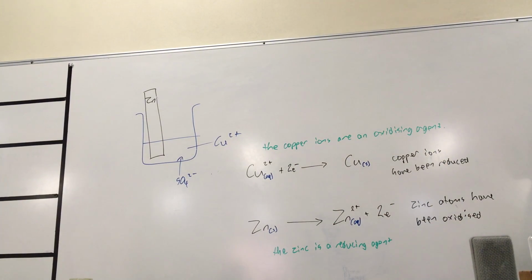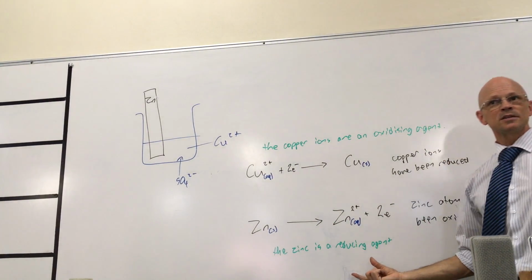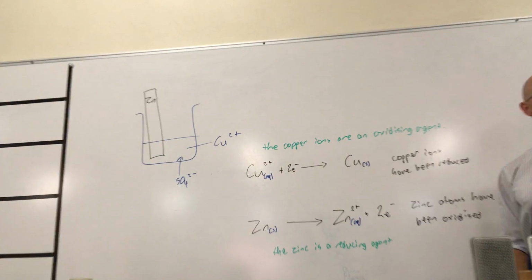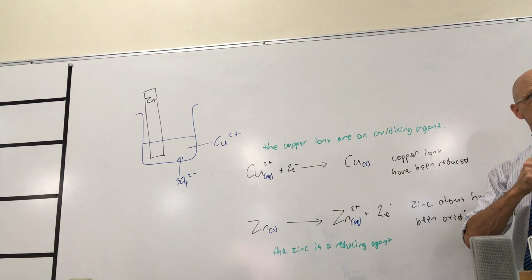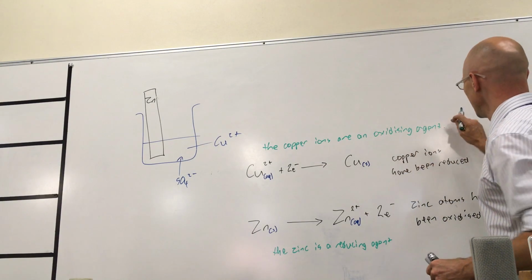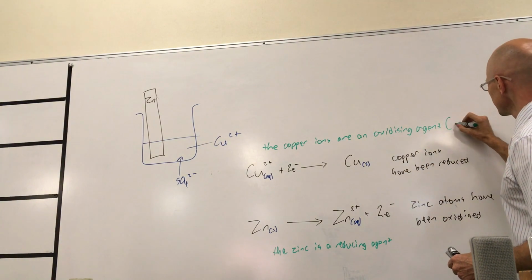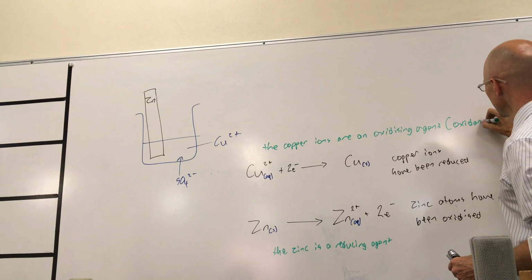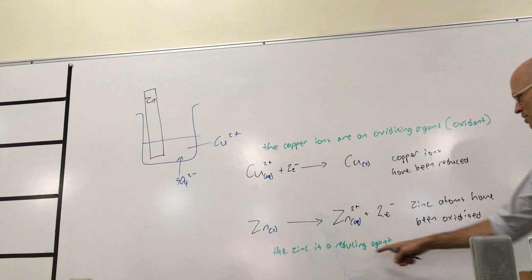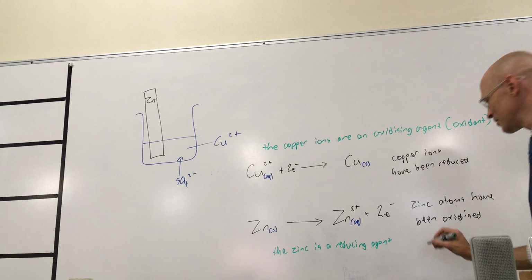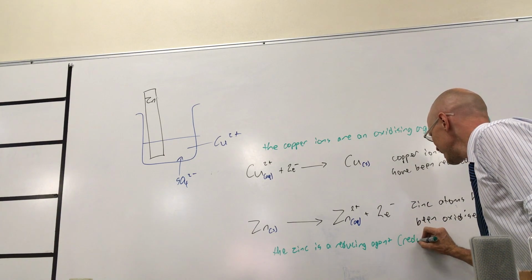Yes? So, reducing agent, oxidising agent. There's another word for those. Does anybody know what they are? An oxidising agent is also called an oxidant. A reducing agent is also called a reductant.